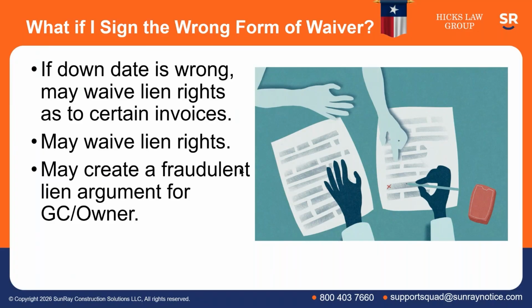Now, my practical advice is if you haven't been paid, go ahead and secure your lien rights. I don't care what the waiver says, just go ahead and do it. But you just need to be aware that they may have counterclaims. They may come back and try to fight it, and they may have a basis for that if you signed the wrong form of waiver. Okay.